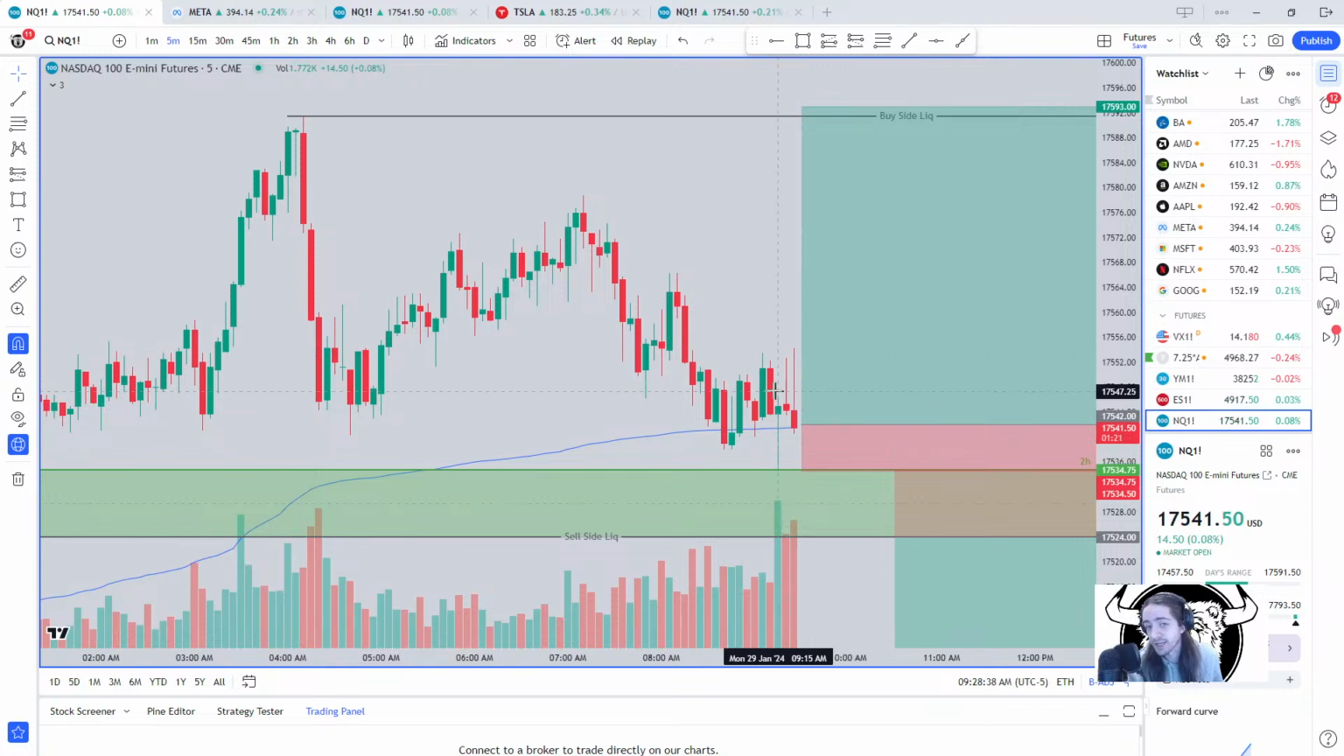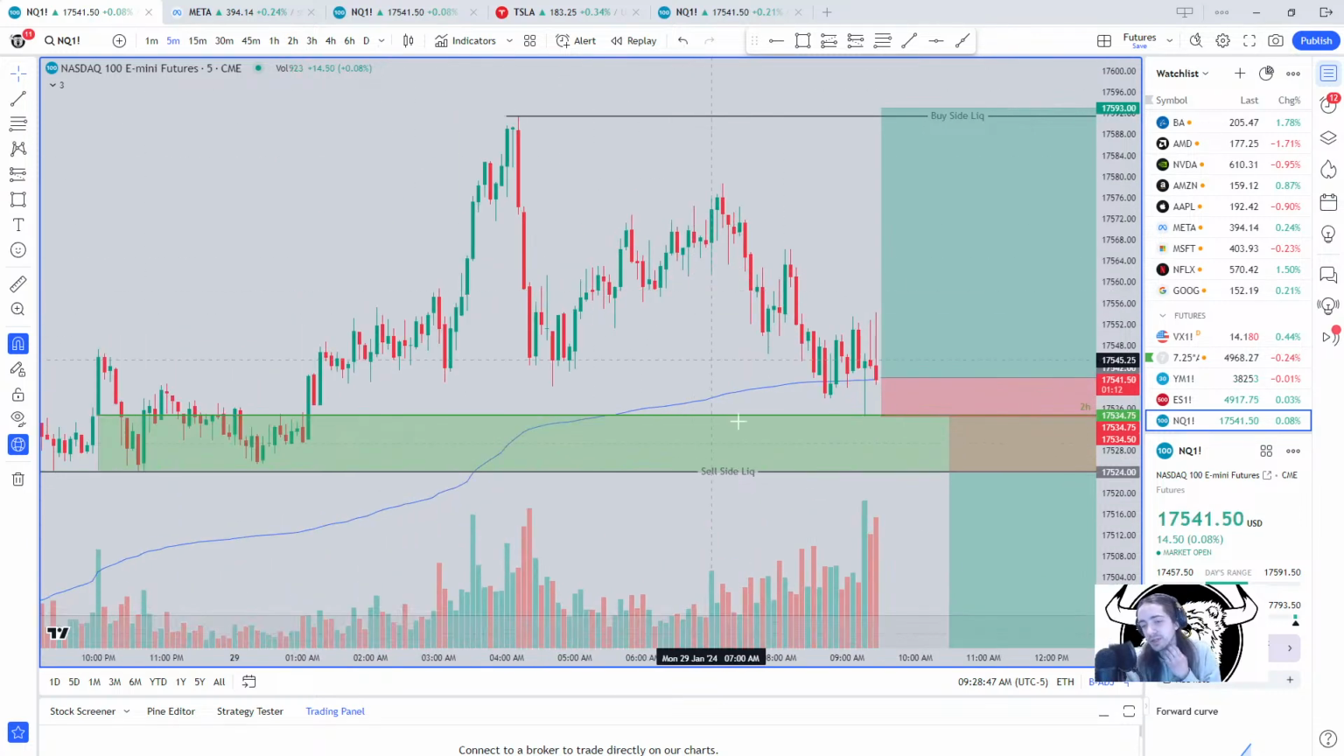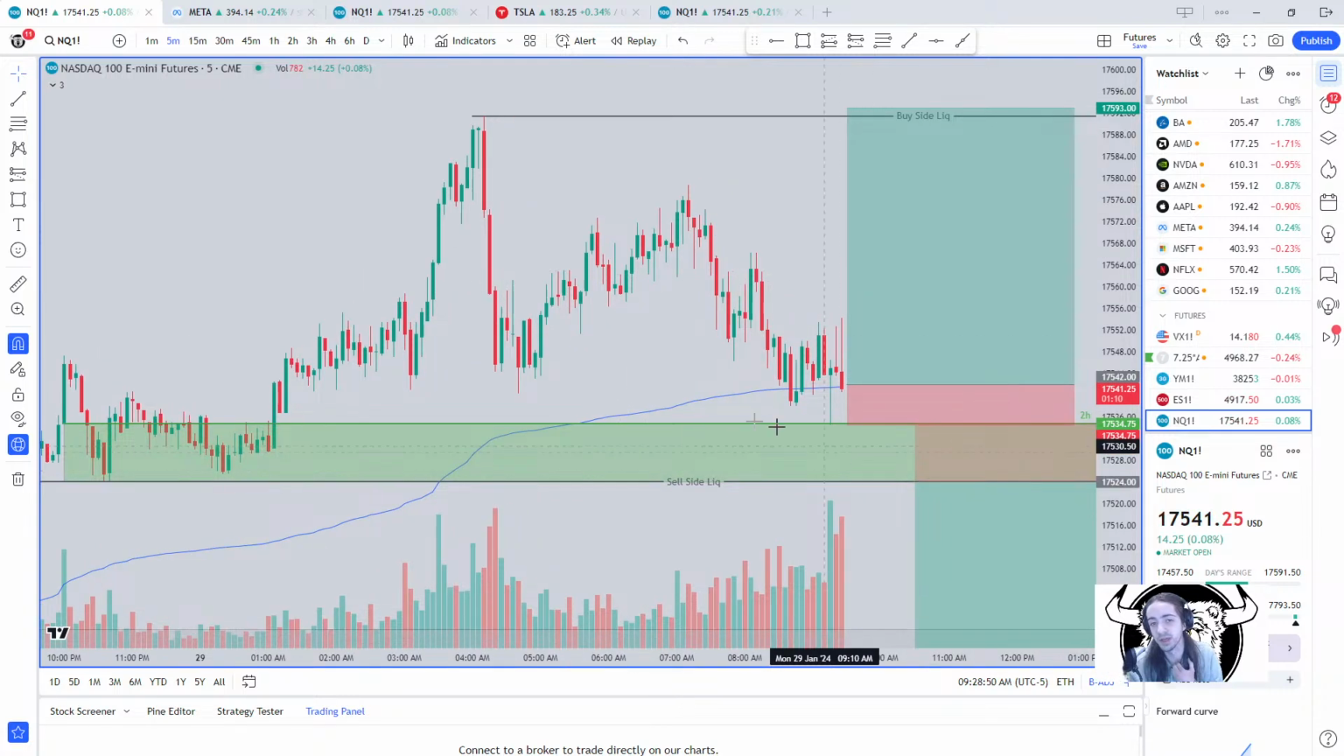Again, this is why we wait for candles to close or to wait till near the end or beginning of a candle to enter a trade, because we would have got in up here. We would have been crushed pre-market. So we do want to be patient. We want to see if we take out any previous lows. We want to know what's going on in the market.